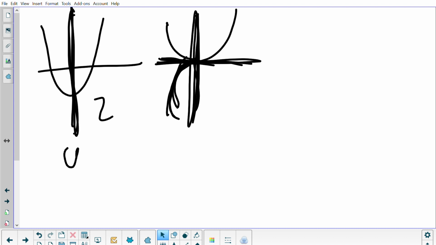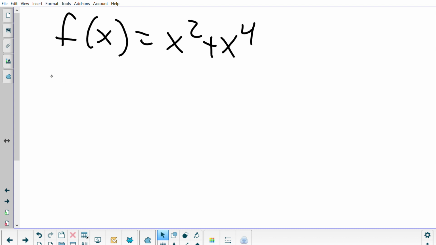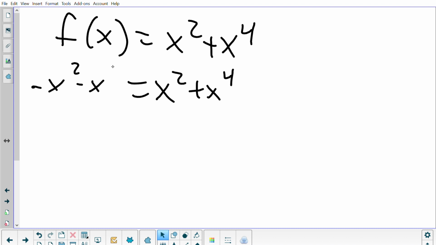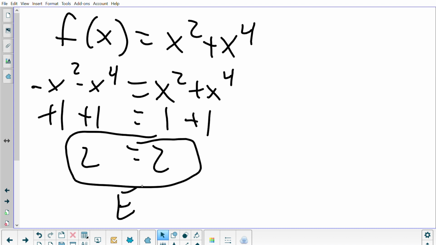If they give us an equation, though, and say, is it even or odd? What you do is you're going to write the equation twice and set equal to itself and replace x with -x. And then put in any number you want in for here. So I'm just going to put 1. -1 squared is +1. -1 to the fourth is +1. So I get 2. +1 squared is 1. +1 to the fourth is still 1. 2. If this is true, it is even.